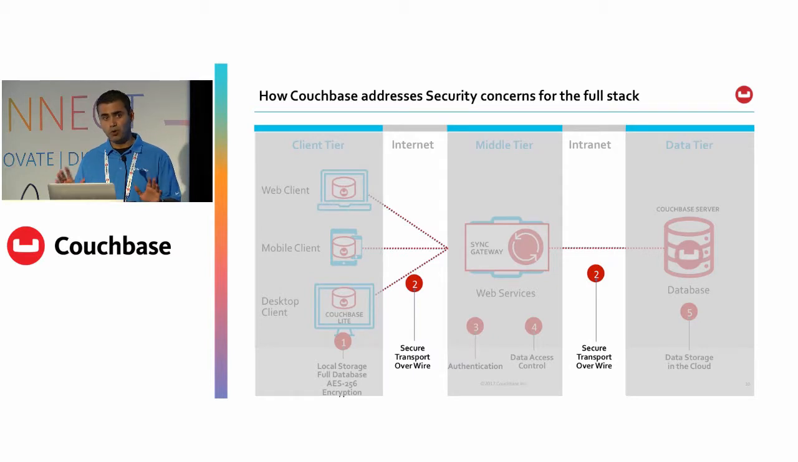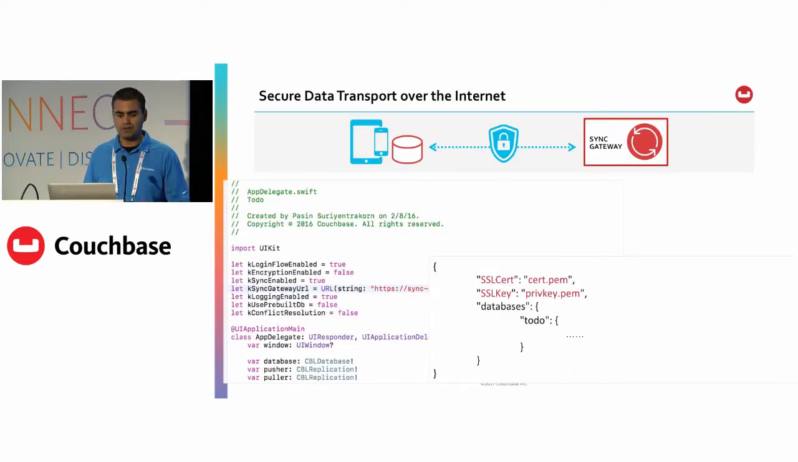That's the local storage. Going back to the overall stack diagram, let me talk about how you're going to secure transport. And transport is two aspects, one over the internet and the one over the intranet. So from an internet perspective, essentially this is Couchbase Lite communicating with the sync gateway, and you want to make sure that that communication is secure.